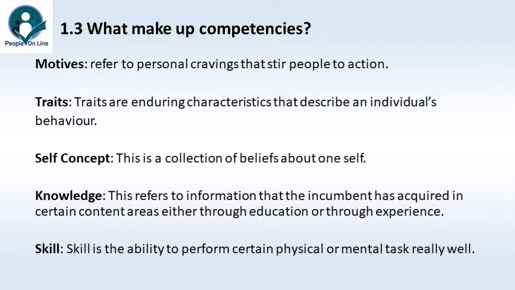What make up competencies? There are 5 elements. So, one happens to be motives. Motives refer to personal cravings that stir people into action. Example could be need for achievement. Then we have traits. Traits are enduring characteristics that describe an individual's behavior. For example, intelligence. Self-concept. This is a collection of beliefs about oneself. Example could be self-esteem.